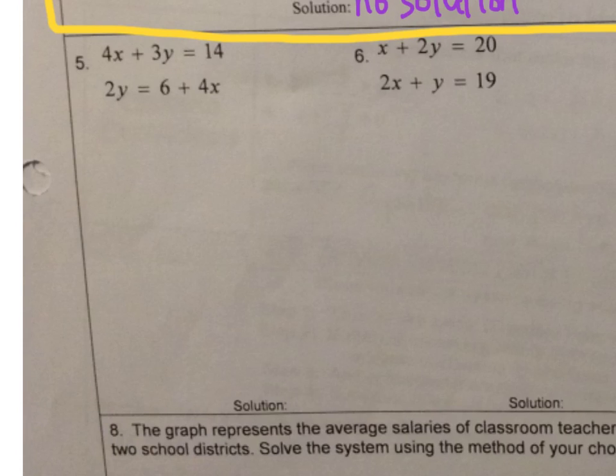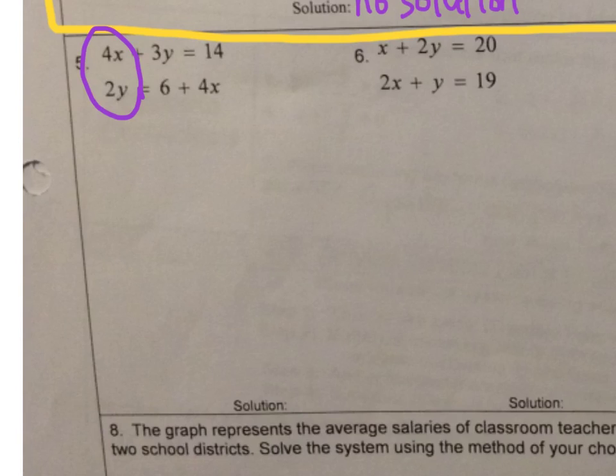Now let's practice some more. Look at number 5. What do you notice that's different about number 5 from all the other systems that we have solved so far? Hopefully you noticed that our terms are not lined up. We have x's above y's and y's above constants, and our equal signs are not lined up.